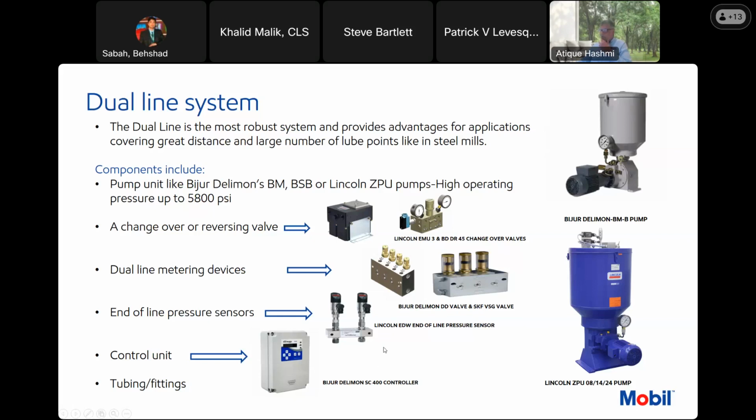And then you have end of the line pressure sensors. One thing you will notice is that these are also dual pressure sensors. They serve the same purpose.